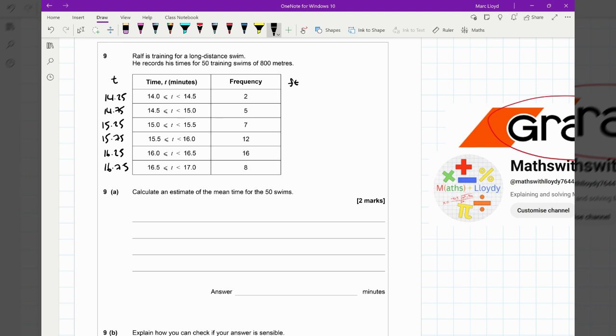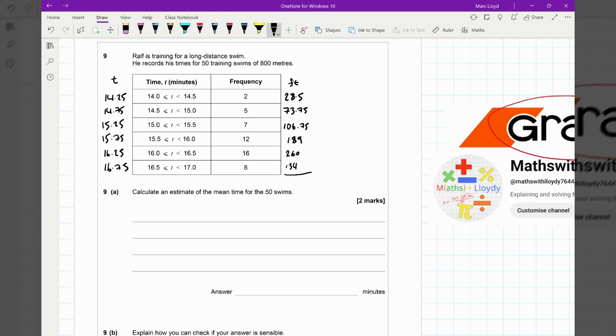So that first one's easy, 28.5. 14.75 times by 5, 73.75. 15.25 times 7, 106.75. 15.75 times by 12, 189. 16.25 times by 16, 260. 16.75 times by 8, 134.